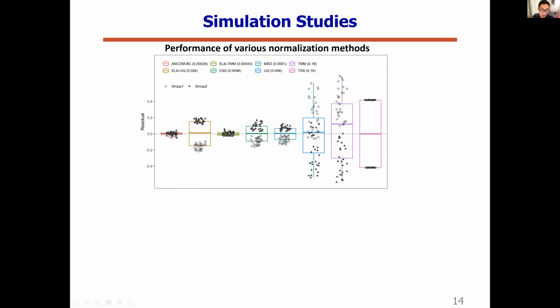As you can see here, only our method, ANCOM-BC, outperforms all other methods, with the smallest range and smallest variation, and all the triangles and circles are intermixed with each other. This is not the case for most of the methods. For example, if we look at the far right box, this method is total sum scaling, which means we transform the abundance table to proportions and do the analysis accordingly. You can see this method has the largest variation among all methods, and the triangles and circles are well separated from each other. This is not what we want in differential abundance analysis. So just never transform your data to proportions.